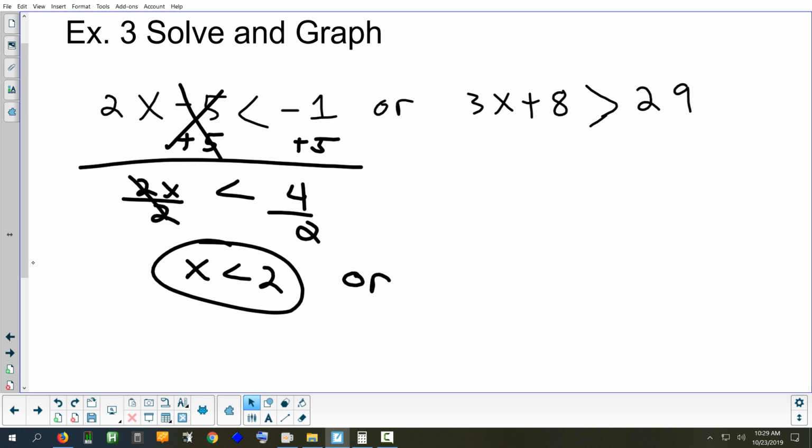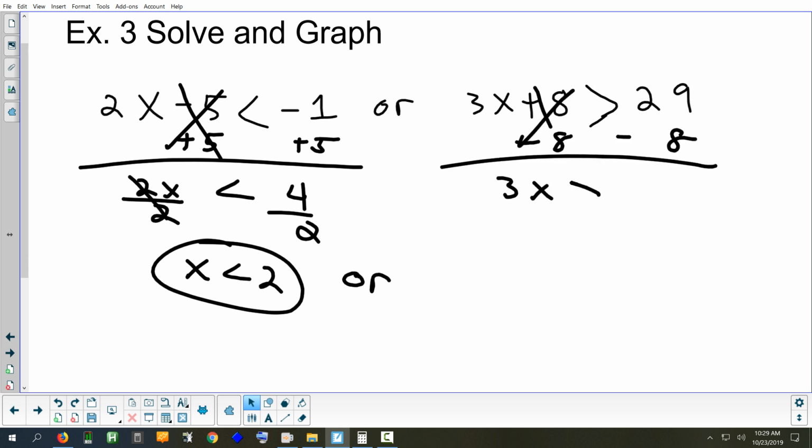And now let's solve the one on the right. Joe, what's my first step? I subtract 8. Good, subtract 8. And we're going to get 3x is greater than 29 minus 8. Yeah, 21. Nice, 21. And last step. Julia, what's my last step? Yep, we're going to divide by 3. Should I flip?